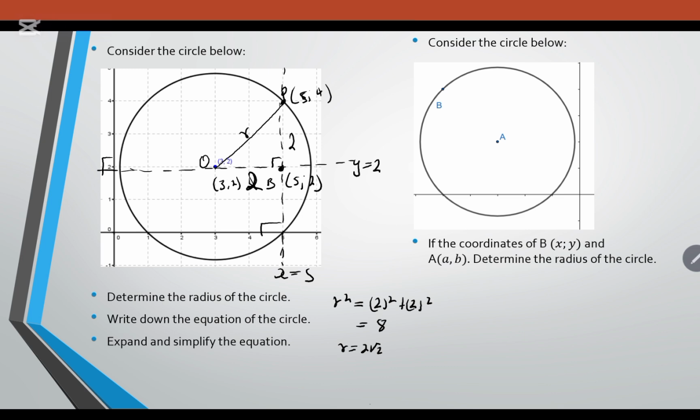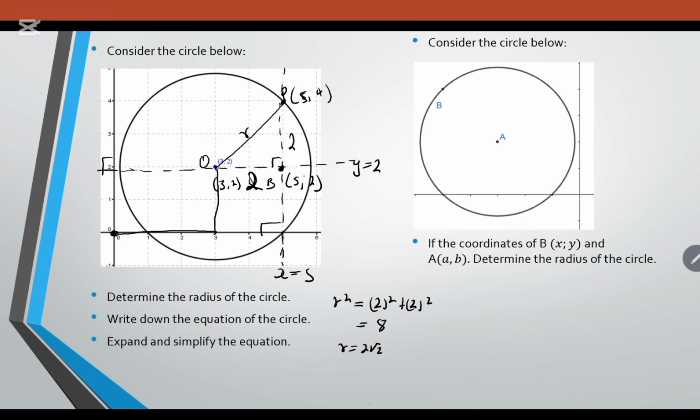The next question says write down the equation of the circle. Now let us look at the position of this circle. The circle got translated. The center point of the circle was at the origin, and it has been translated 3 units to the right and 2 units up. Now this simply means each and every point on the circle has been moved 3 units to the right and 2 units up.